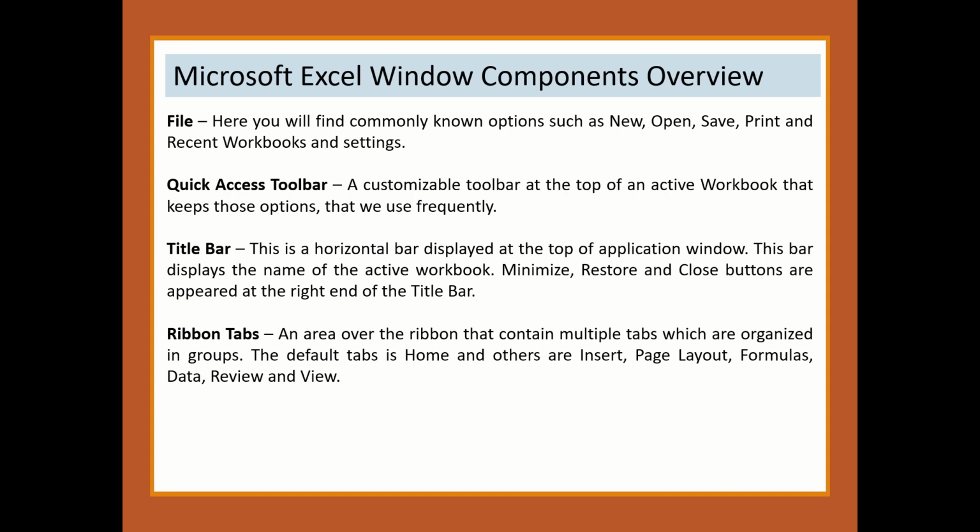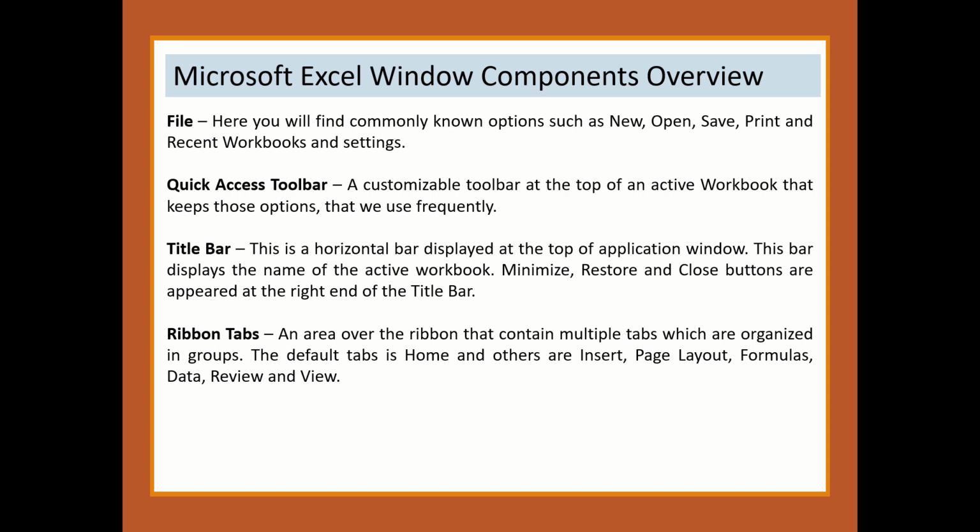And quick access toolbar: this is a customizable toolbar at the top of an active workbook that keeps those options that we use frequently. Title bar: this is a horizontal bar displayed at the top of the application window. This bar displays the name of the active workbook. Minimize, restore and close buttons appear at the right end of the title bar.